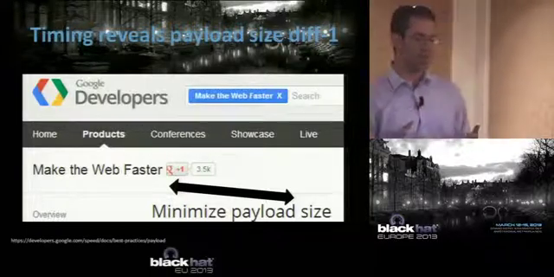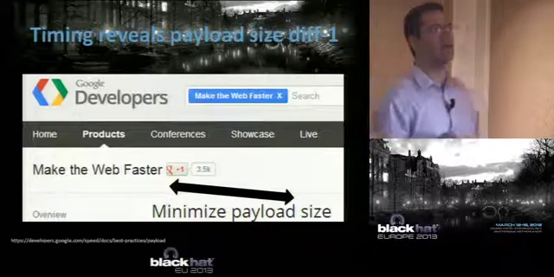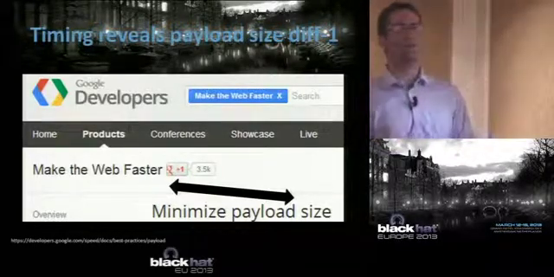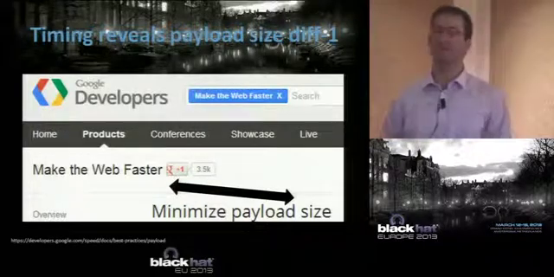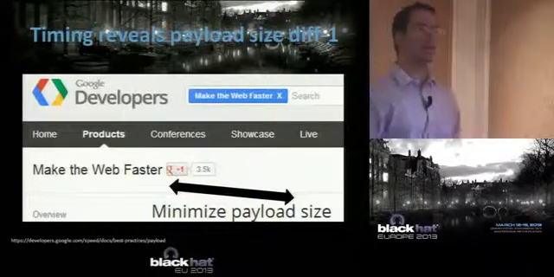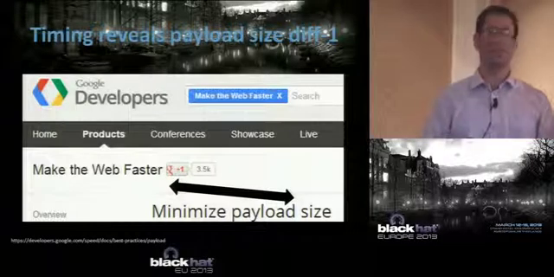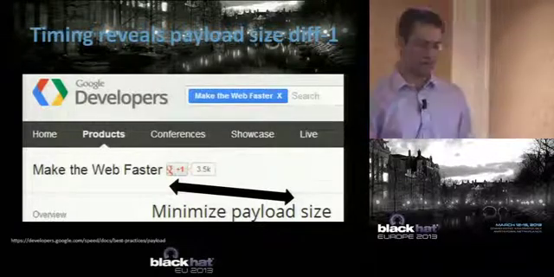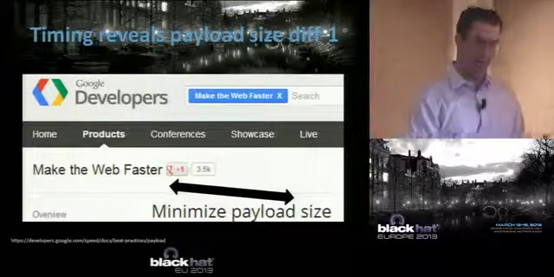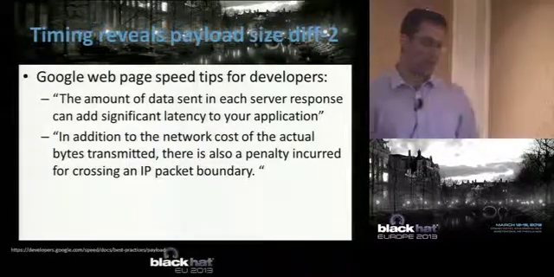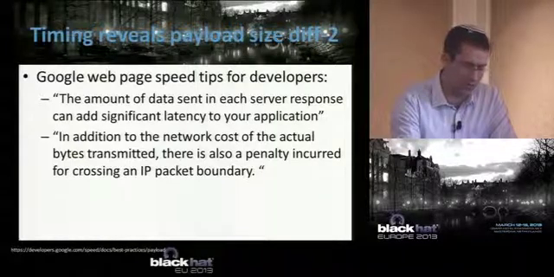Let's move on to our next claim, that timing reveals payload size differences. It should be very intuitive that page size is highly correlated with the time it takes to be transmitted over the network. In fact, the first tip in any HTTP performance guide is to make your web page smaller by, for example, compressing it or removing unnecessary elements. So to make the web faster, minimize payload size. Size and timing are highly correlated. Google's Web Page Speed Tips for Developers says that the amount of data sent in each server response can add significant latency to your application.